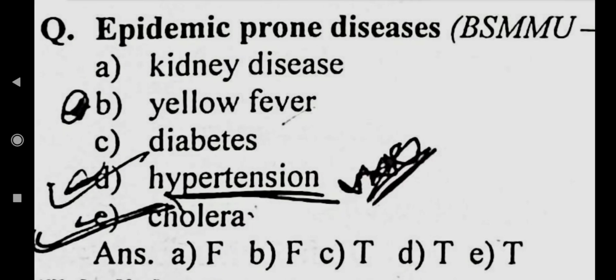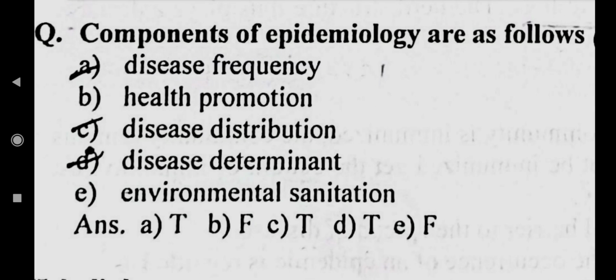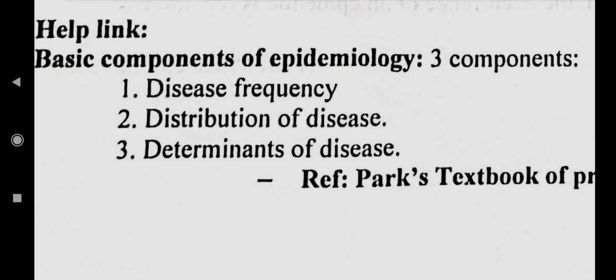Epidemic prone diseases. True answer: diabetes, hypertension, cholera. False answer: kidney disease, yellow fever. Components of epidemiology are as follows: disease frequency, distribution, determinant. False answer: health promotion, environmental sanitation.